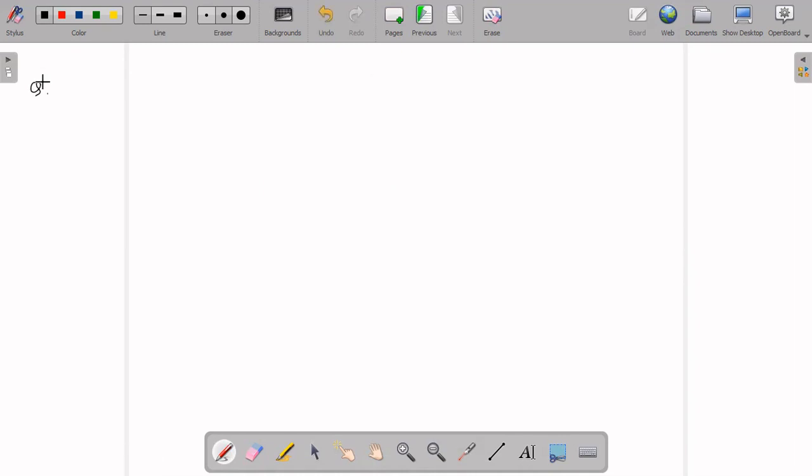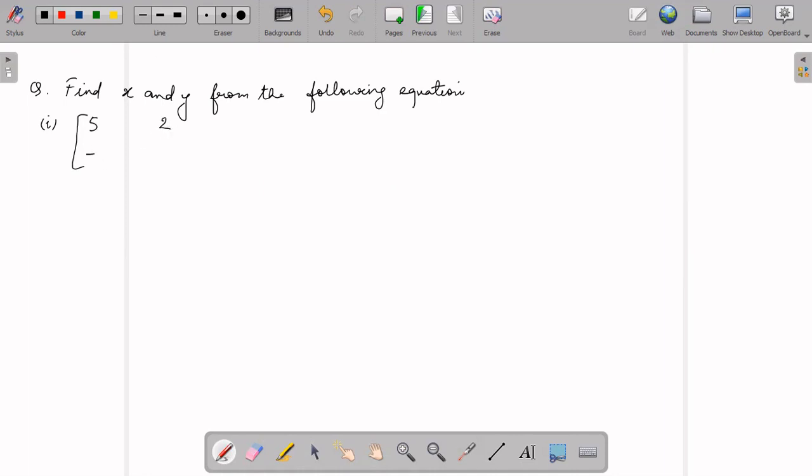Find x and y from the following equation. क्या है पहला question? This is part 1. This has 2 parts. Okay. The first question is, we have a matrix 5, 2, minus 1, and y minus 1.